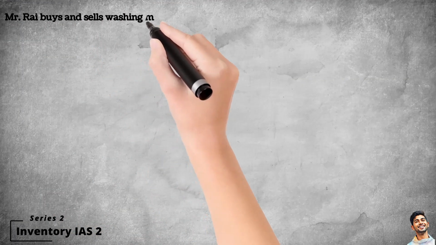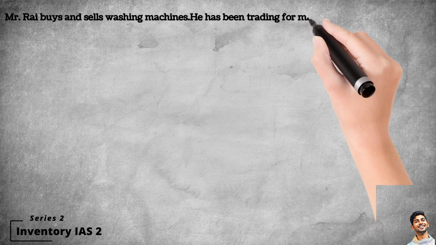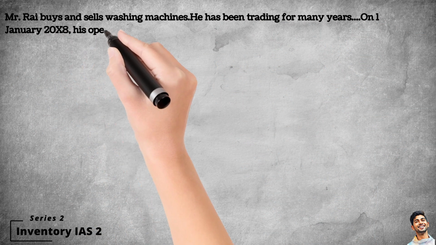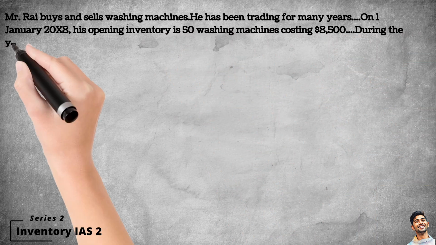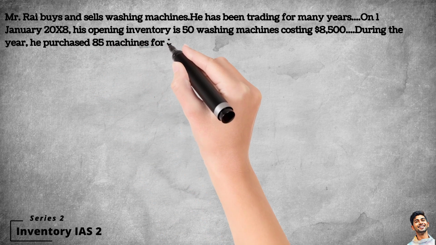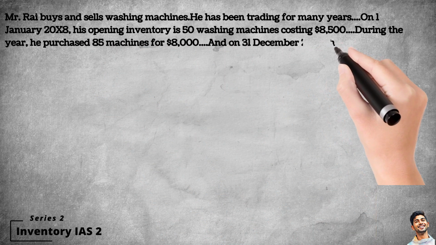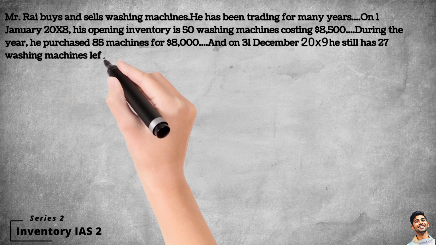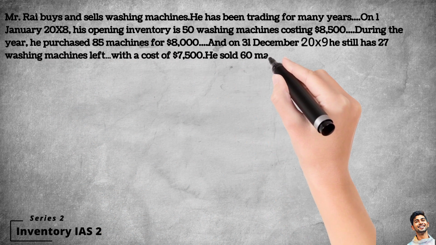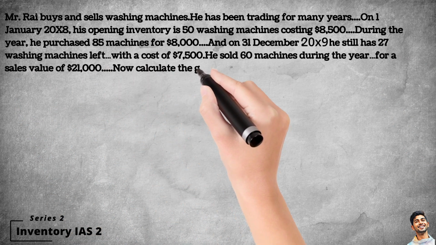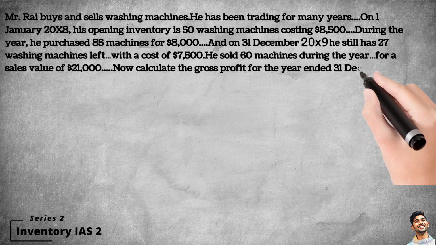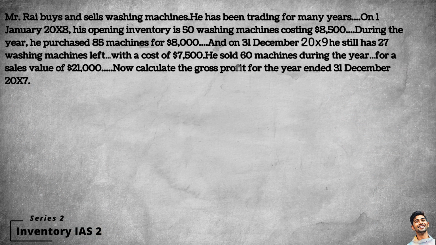Mr. Rai buys and sells washing machines. He has been trading for many years. On 1st Jan 2008, his opening inventory is 15 washing machines costing $8,500. During the year, he purchased 85 additional machines costing $8,000, and on 31st December 2009, he still has 27 washing machines left with a cost of $7,500. He sold 60 machines during the year for the sales value of $21,000 per machine. Now calculate the gross profit for the year ended 31st December 2009.